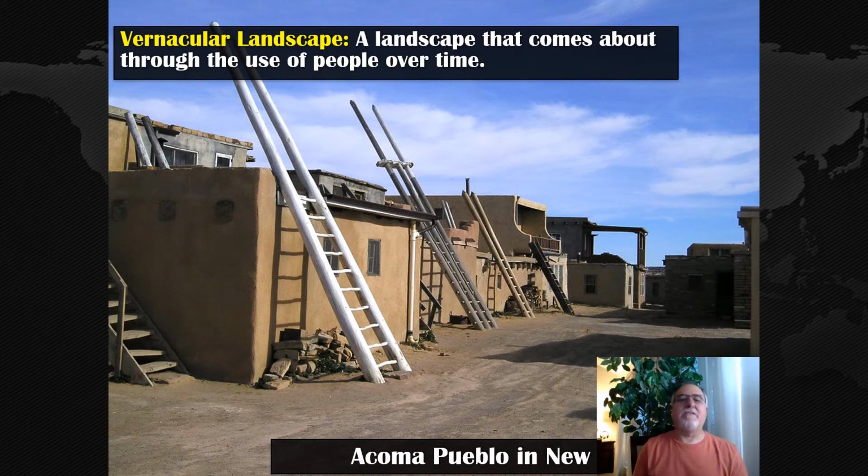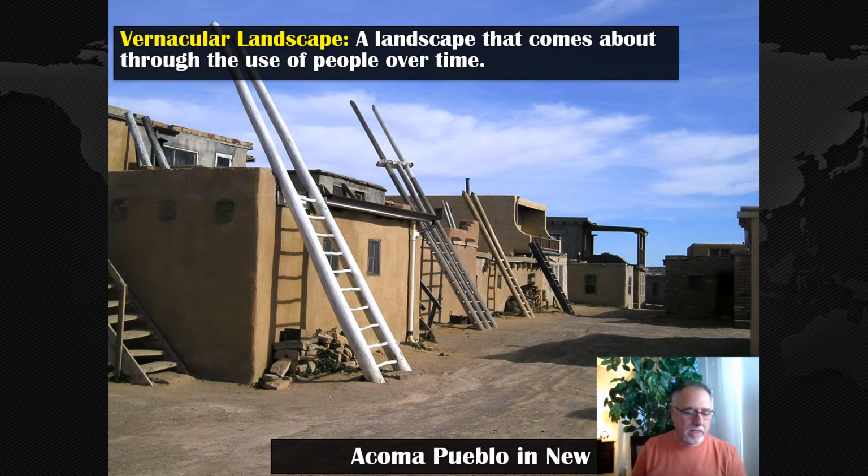Vernacular landscape. I was talking about Pueblos a second ago. This is a landscape that comes about through the use of people over time. So again, living here, not a lot of wood, not a lot of lumber. Notice these are adobe or brick houses. Also notice that the egress to these houses is on the roof or on the second floor. There are staircases going up, there are ladders going up.